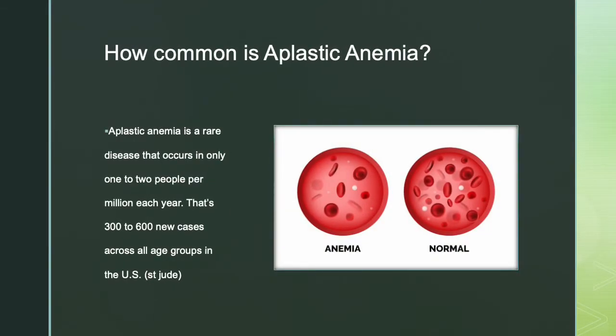How common is aplastic anemia? Aplastic anemia is a rare disease that occurs in only 1 to 2 people per million each year. That's 300 to 600 new cases across all age groups in the United States.